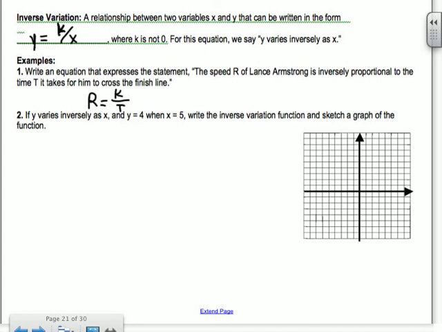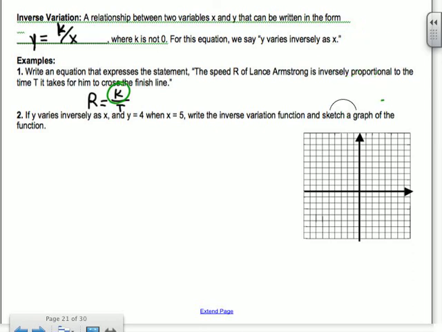Anybody know what k is in this case? Do you guys know an equation of like the distance? Yeah, it's the distance. You guys remember an equation that relates rate and time? It's distance equals rate times time. So if you wanted to solve for r, you'd divide by t, right? You have d over t equals r. That's what your k is. It's your distance.